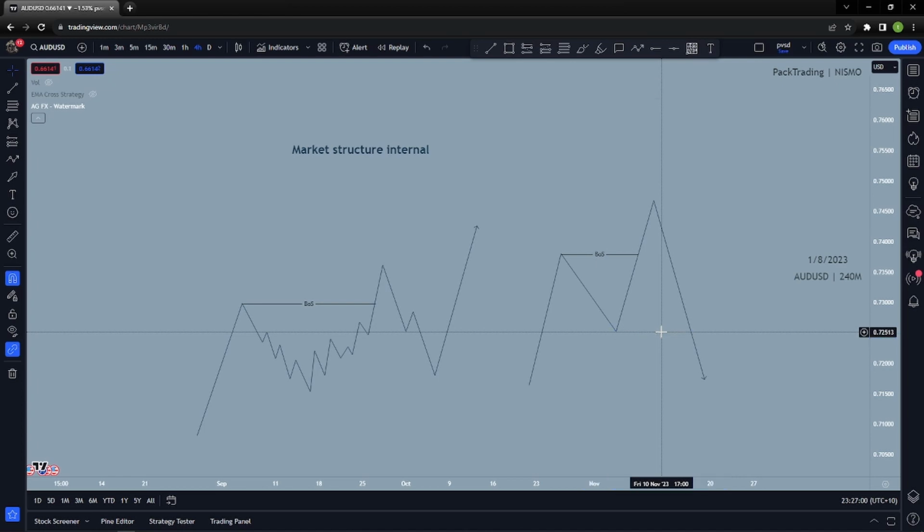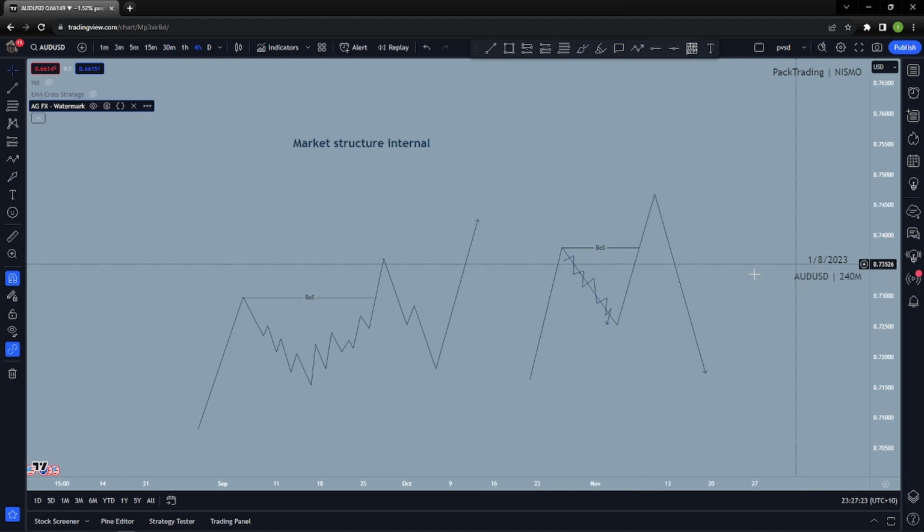Now we're going to be doing internal, so whatever is within the range of the swing break of structure. For example, it will be as if it is a trend line, not a run. So this is a run. Instead, it'll be like this, trend line, internal. So you'll start seeing it like that. That's how you'll see it, internal.